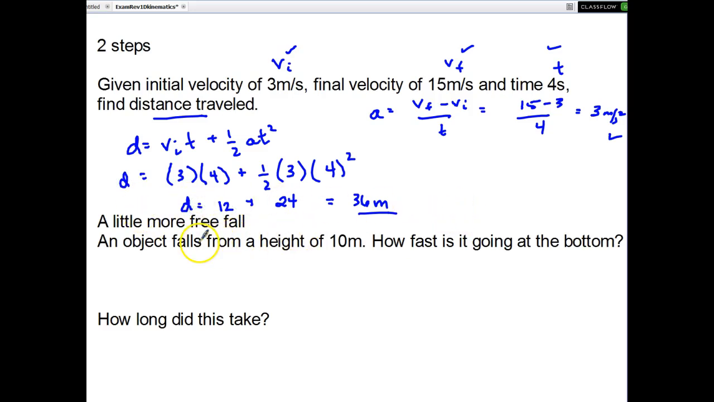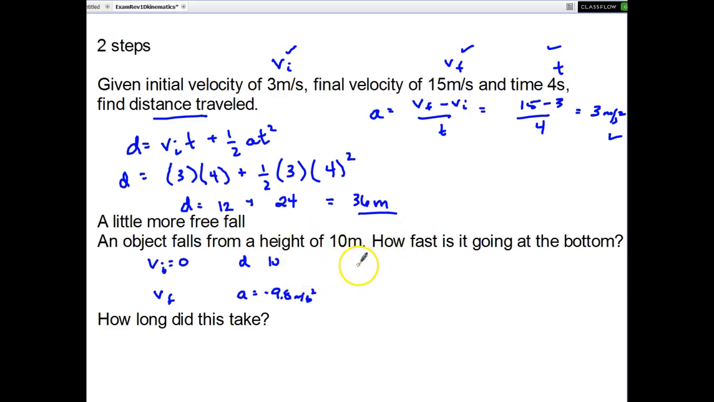And a little more free fall. An object falls from a height of 10 meters. How fast is it going at the bottom? Okay, so we have an initial velocity. When I'm not sure where to start, I start writing down what I'm given. I have my initial velocity, I'm looking for a final velocity, I have a distance, and I have an acceleration, because acceleration is negative 9.8 meters per second squared.